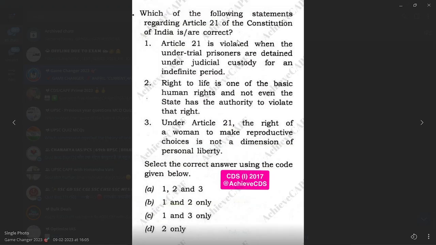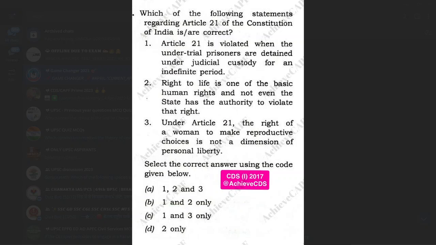Which of the following statements regarding Article 21 of the Constitution of India is are correct? Article 21 is violated when the under trial prisoners are detained under judicial custody for an indefinite period. Right to life is one of the basic human rights and not even the state has the authority to violate that right. Under Article 21, the right of women to make reproductive choice is not a dimension of personal liberty. Correct statements.